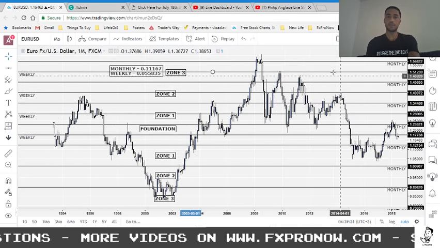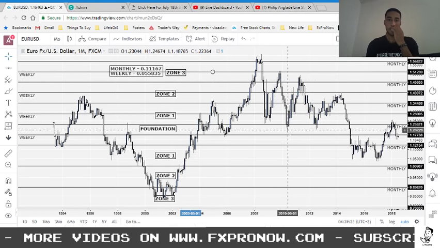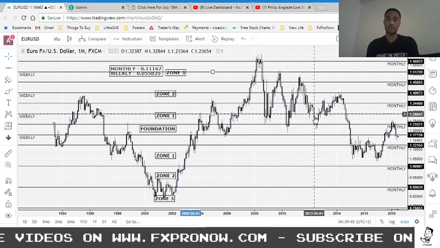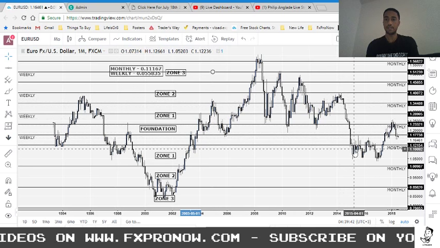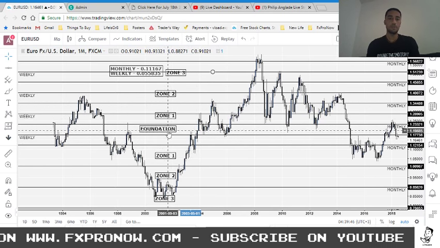As you can see for this weekly right here, it hit that point and then reversed, right? It hit this monthly right there and reversed. Kind of hit that point, hit that point, hit that point. And as you can see, it literally tells you what's going to happen in the market, right?